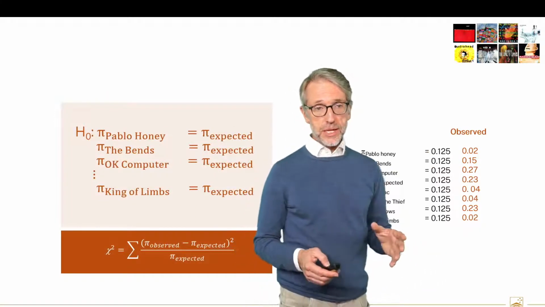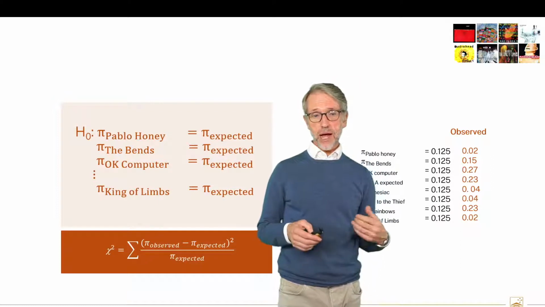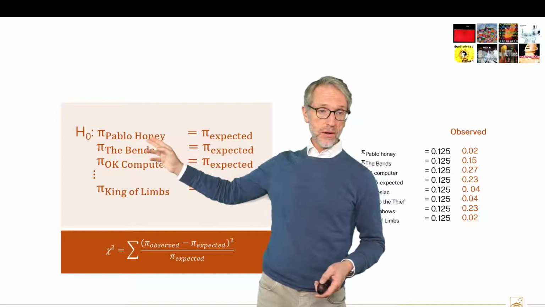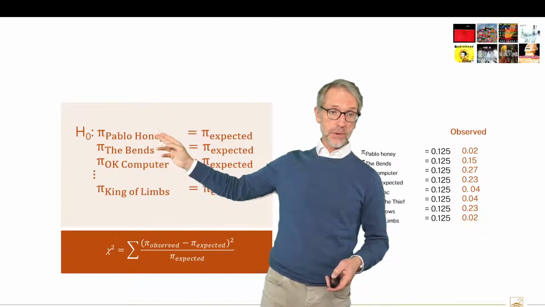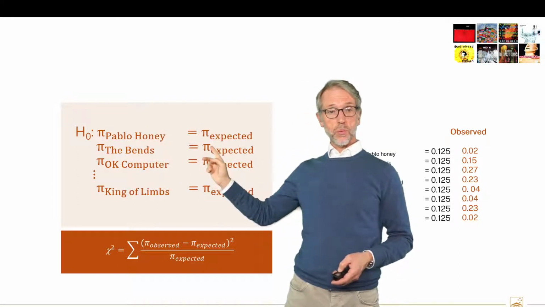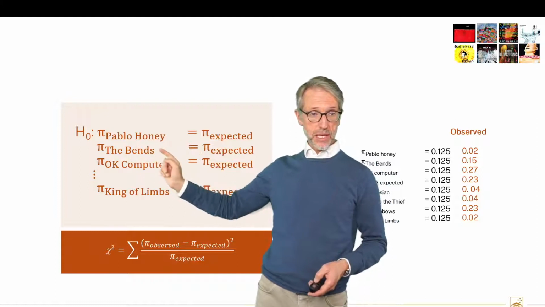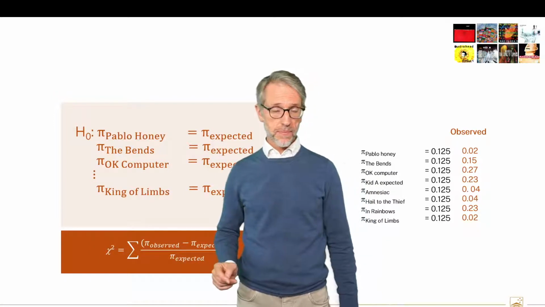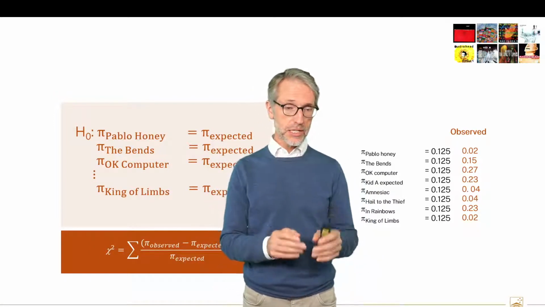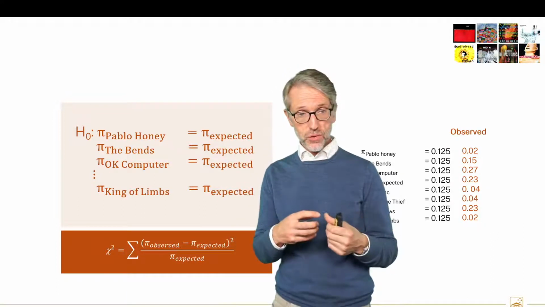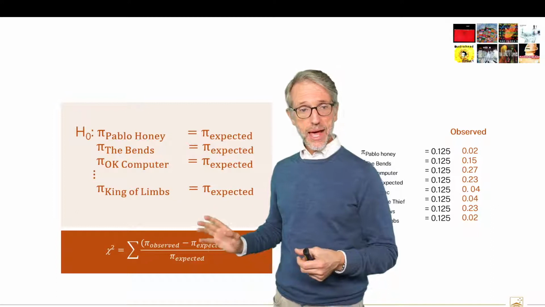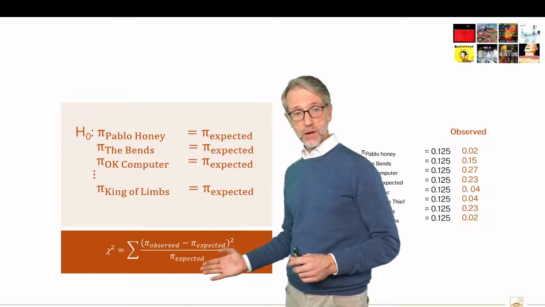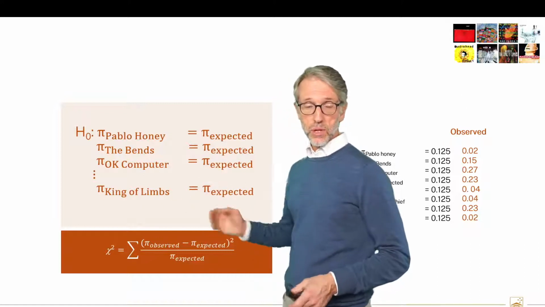But before we get to that, let's just recognise, first of all, that our H0 here is that the proportion of the data set, or the proportion of respondents that select Pablo Honey, is equal to what we expect, as is the case for The Bends, OK Computer, and the remaining albums down to King of Limbs. So we have those expectations, that H0, based around our observations and expectations, and our calculation method follows the observed minus expected squared on the expected, all summed across all albums.